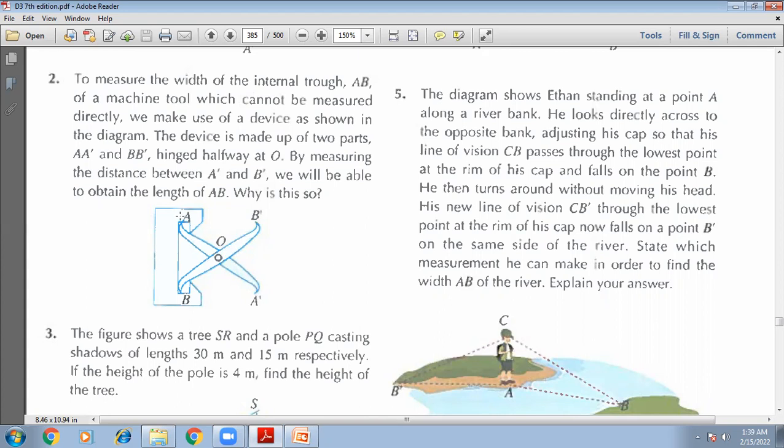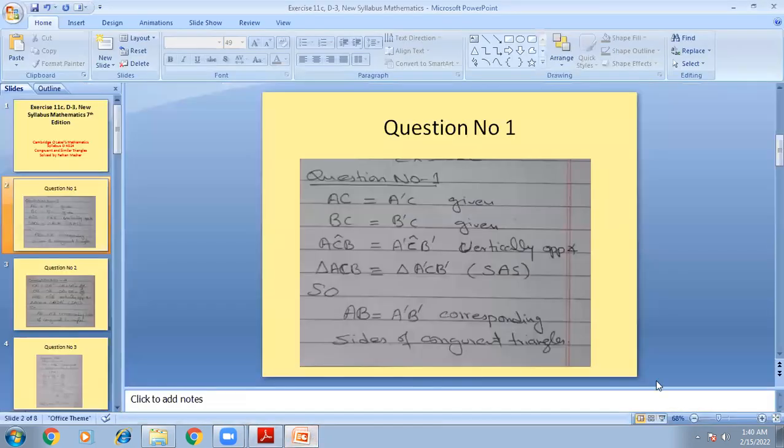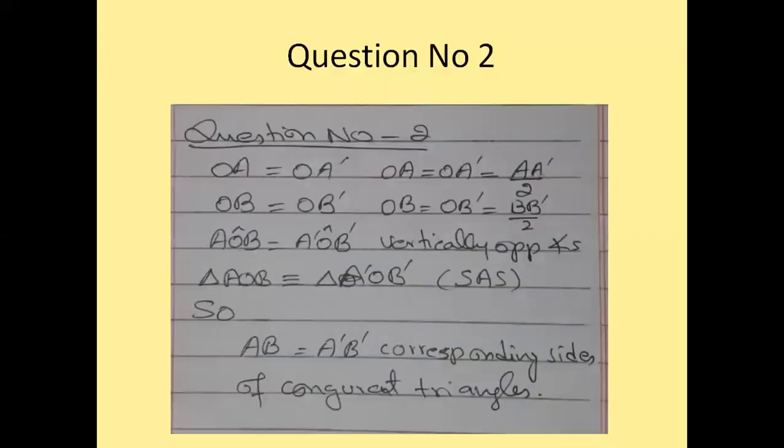That is also given. And the angle AOB will be equal to A'OB', because they are vertically opposite. So this is how you can prove that these 2 triangles are congruent. And once you have proven that they are congruent, then side AB will be equal to A'B'. Very simple. Hopefully you understand.